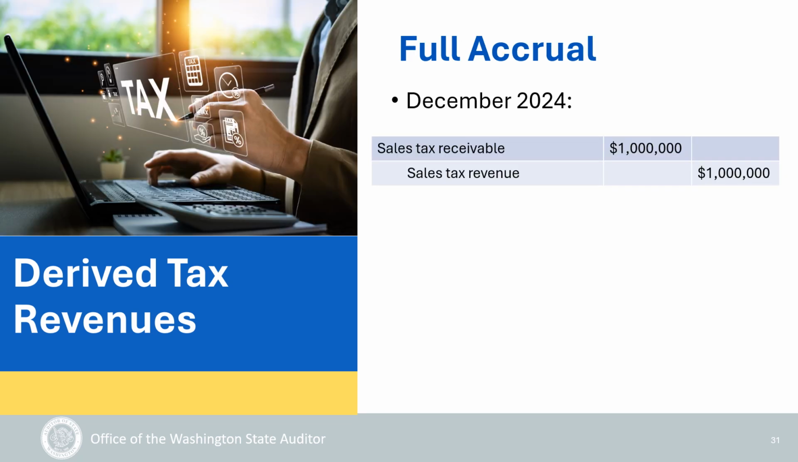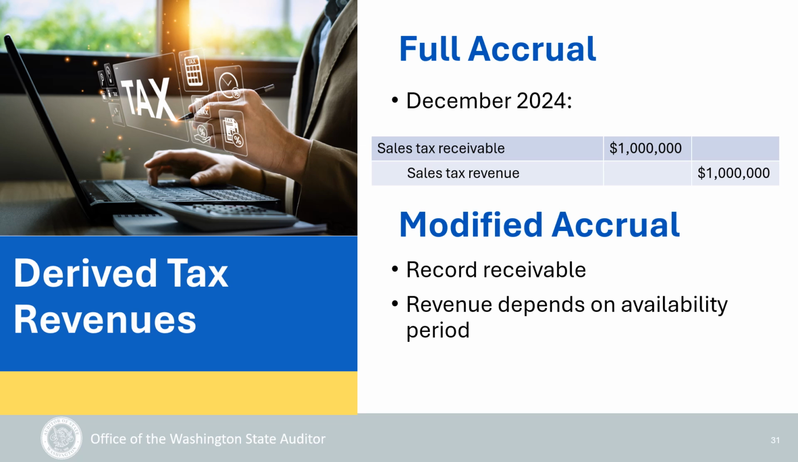What gets recorded in December? For full accrual accounting, the receivable is recorded and the revenue is recognized. That means we debit sales tax receivable and credit sales tax revenue. For modified accrual accounting, the receivable is also recorded. Remember, the receivable amounts will be the exact same. What's different is the revenue recognition. The debit side of the transaction is the same, sales tax receivable. It's the credit side that depends on whether revenue is available. So let's determine whether this revenue is available or not.